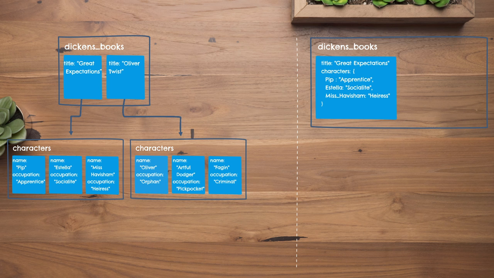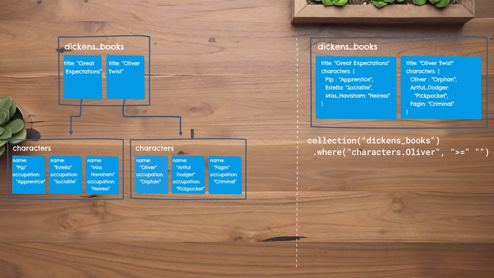On the other hand, what if I put characters in a map like this? Well, I could kind of say, hey, show me every book that has a character whose name is Oliver. And I would do that by looking for a field called characters.oliver with a value that's greater than an empty string. But I'll be honest, this is kind of weird in that I'm relying on there being a field in a map with a key named in a particular way, and that seems all sorts of error prone to me. In addition, I wouldn't just be returning character data here, I'd be returning information about the entire book that contains this character, which may or may not be what I want.